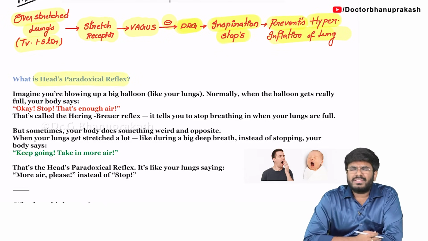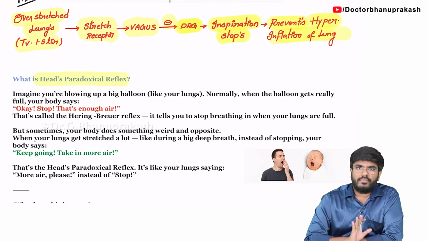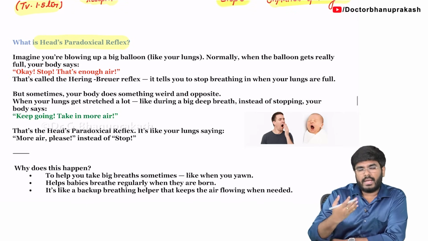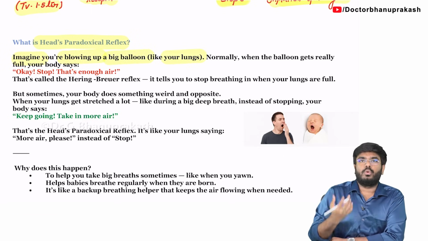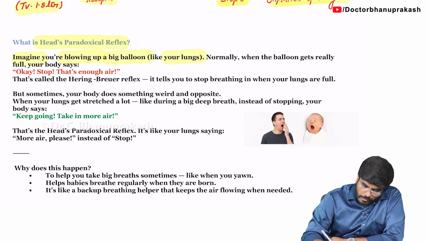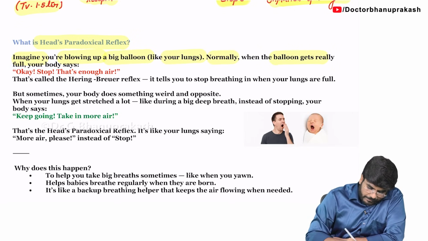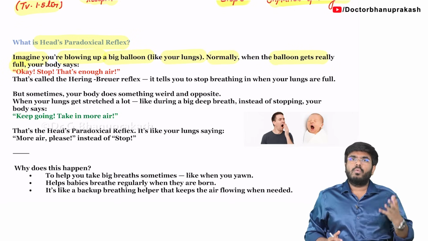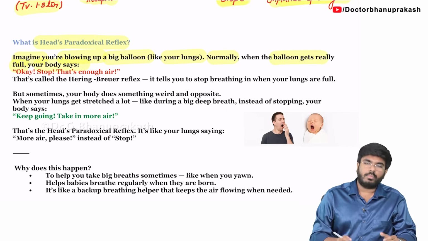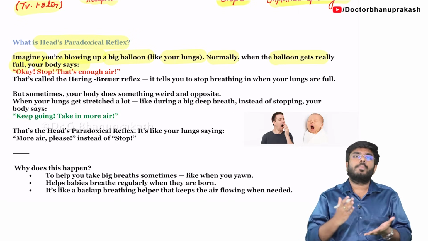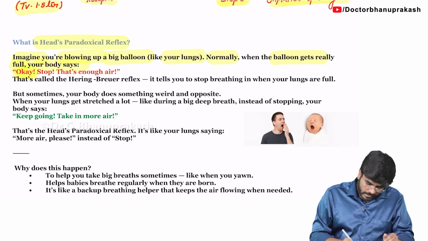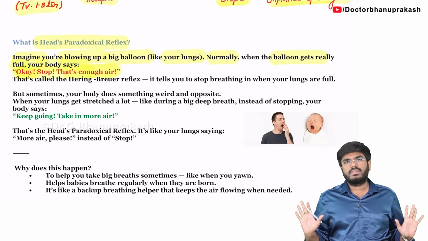Head's paradoxical reflex is a little tricky, but first let me explain what is normal. Again I am explaining the Hering-Breuer inflation reflex. Imagine you are blowing up your lungs like a balloon. Normally when your balloon gets really full, like hyperinflation, what does your body say? Your body says, man, your lungs are getting hyperinflated, this is not a good thing. Stop inspiration. That's enough air.